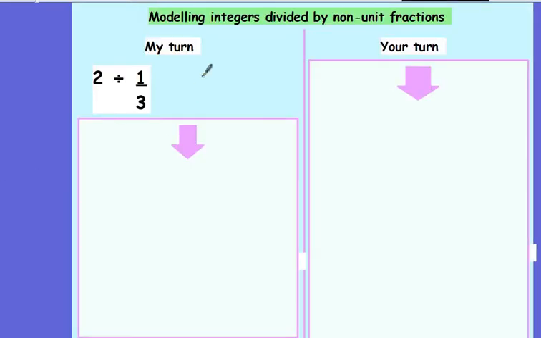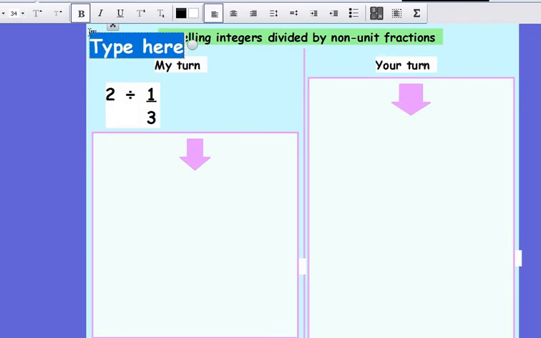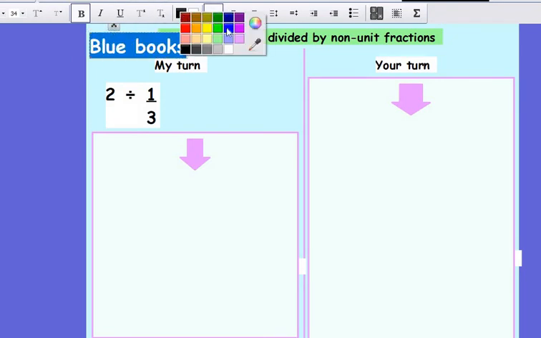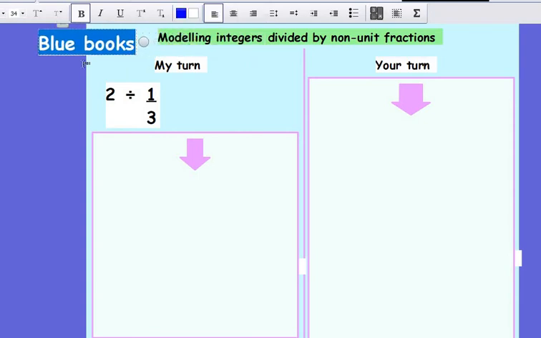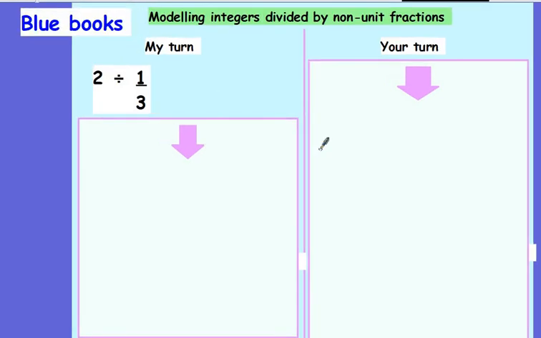And finally, I want to go through modelling integers divided by non-unit fractions. So back in your dark blue books for me. I'm going to go through an example and then you're going to do an example. So here's my example. I've been asked to work out 2 divided by a third. And we've done this before.